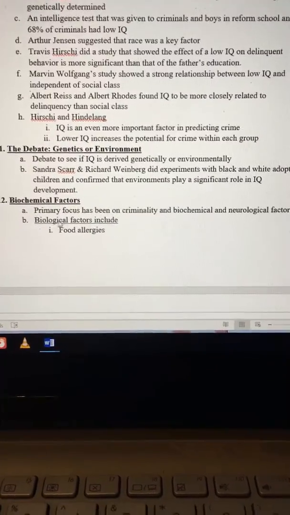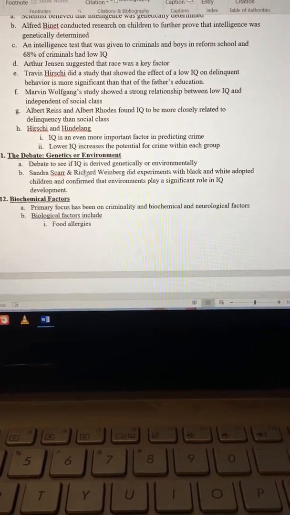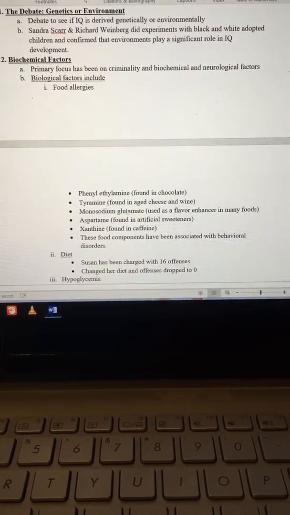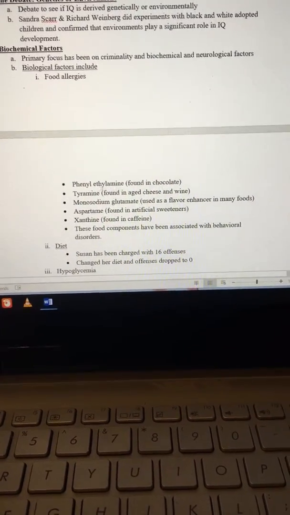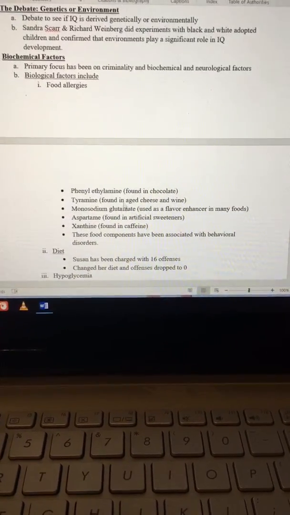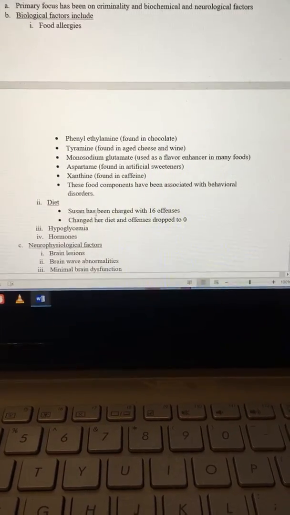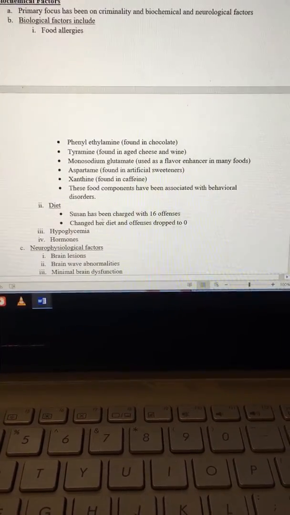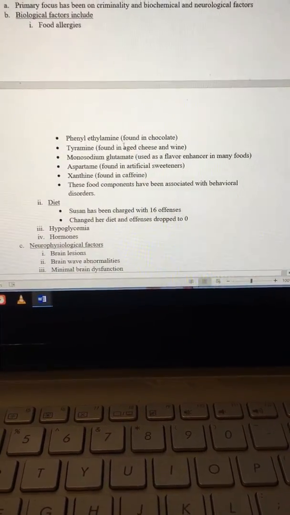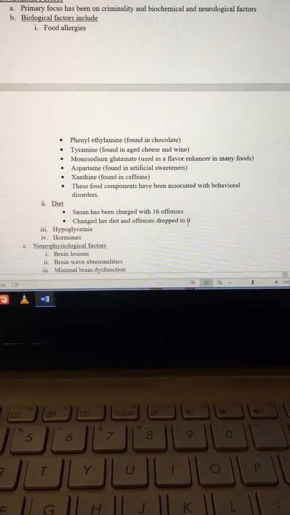Biochemical factors. A primary focus has been on criminality and biochemical and neurological factors. Biological factors include food allergies and certain chemicals. These are found in certain foods, and these components have been associated with behavioral disorders. For example, Susan had a poor diet, eating chocolate, hamburgers, basically whatever is found in these foods, and then she changed her diet and her offenses dropped too.